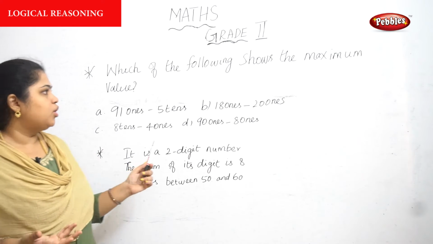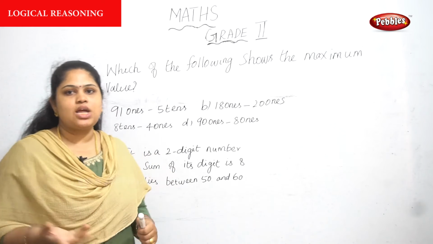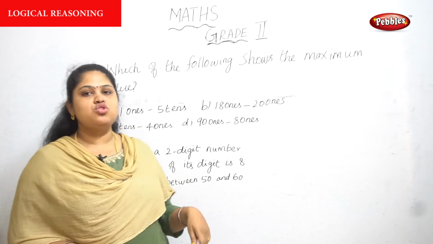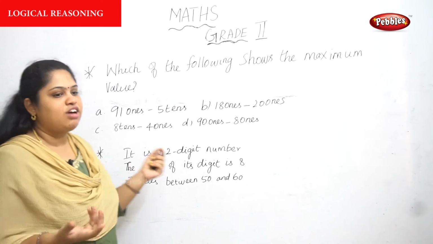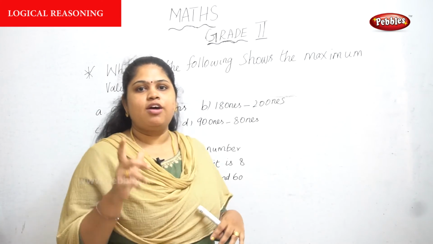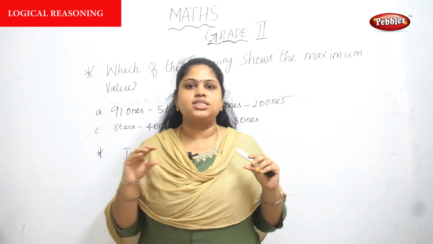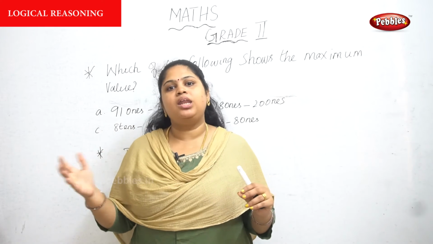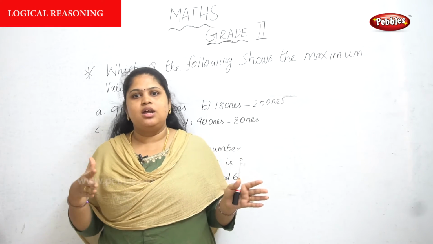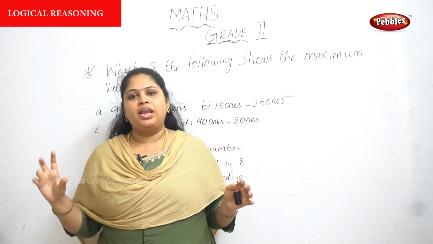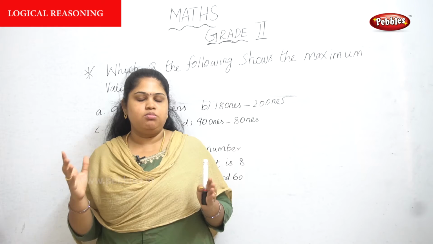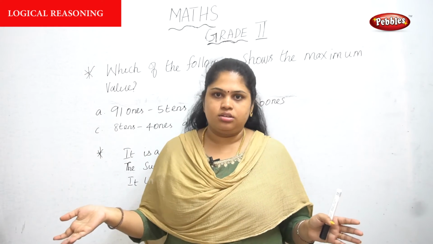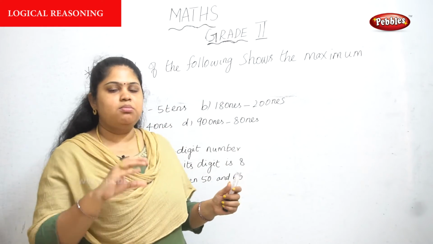Okay, so now the question is related with the tens and ones. Let's read the question. Which of the following shows the maximum value? Yesterday itself I told you the difference between minimum and maximum. Minimum means lesser when comparing with others. Maximum means when comparing with others, it's larger. So minimum is lesser than others, maximum is larger than any other.